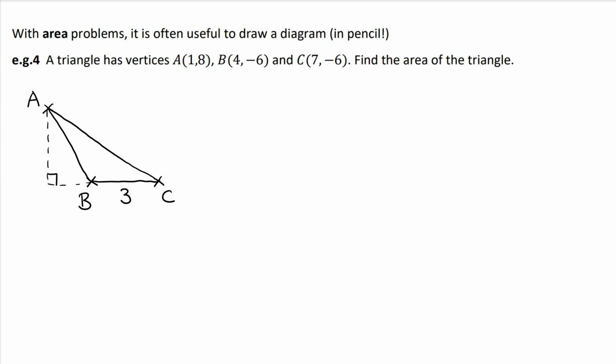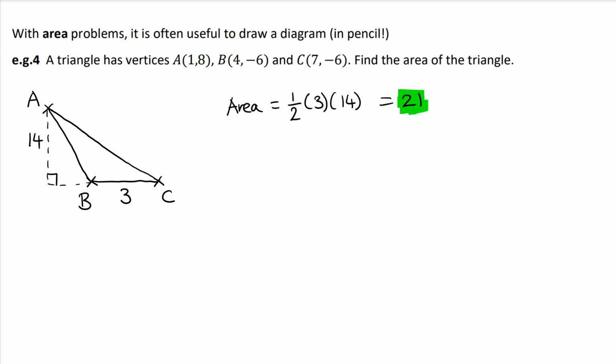I hope you can see that for the base, B and C have a y coordinate of -6. If the y coordinate of A is 8, then that's going to be a difference of 14, okay? 8 minus -6 is 14. So the area of the triangle is just a half times the base of 3 times the height of 14, which gives us 21. We can just leave it as 21.